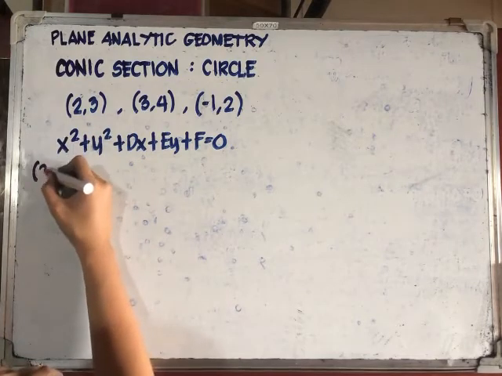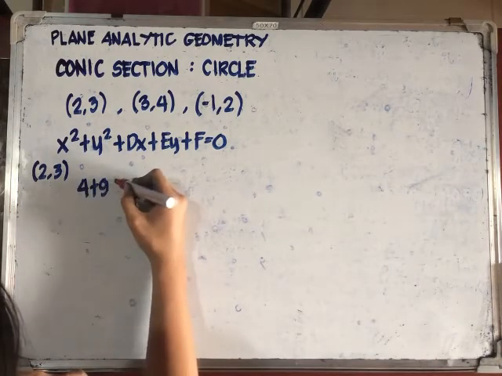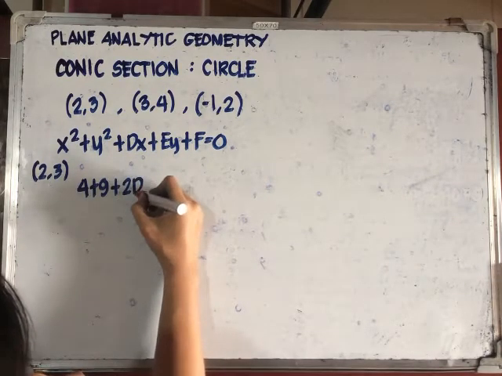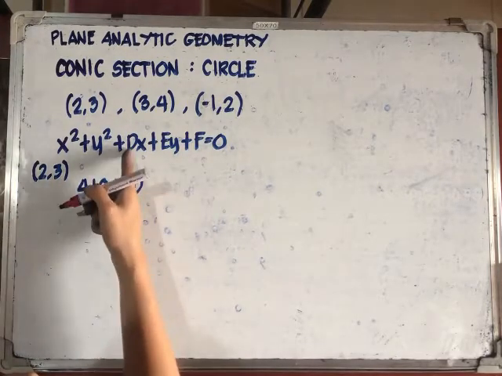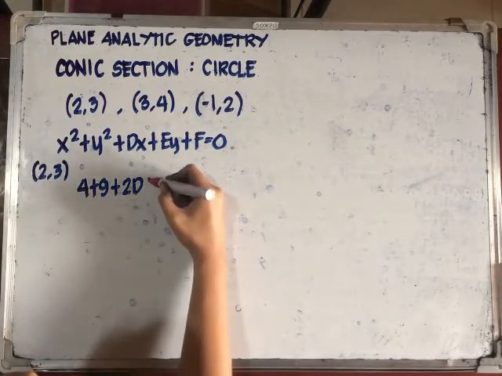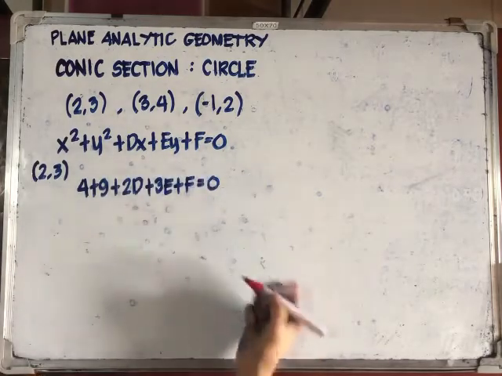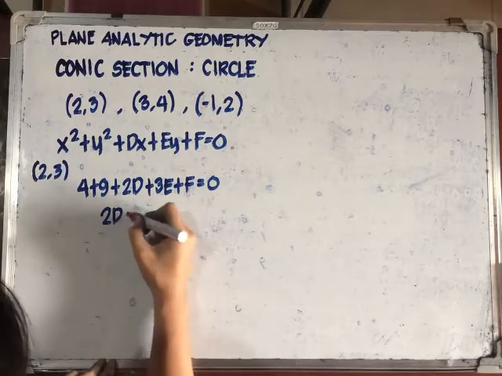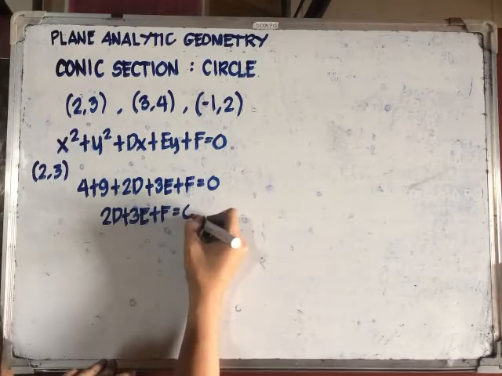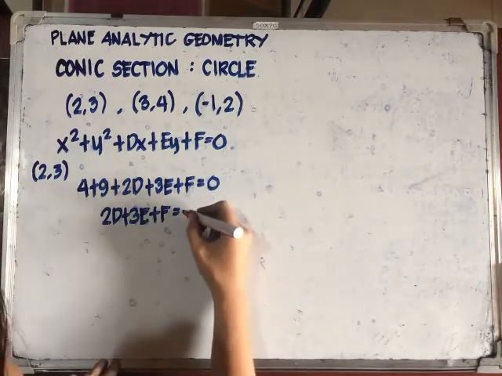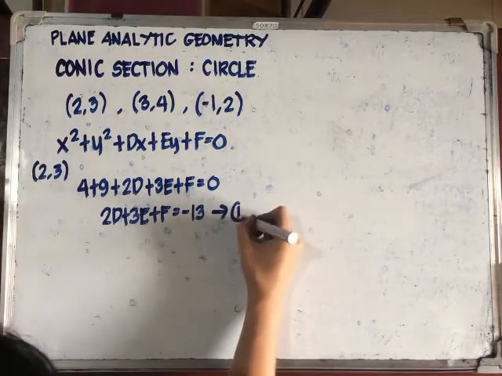So, beginning with 2, 3 first, this would be 4 plus 9 plus 2D. I'm just substituting. 2 squared is 4, 3 squared is 9, 2 times D plus 3E plus F equal to 0. Let me arrange it first: 2D plus 3E plus F equal to negative 13. That is our equation 1.